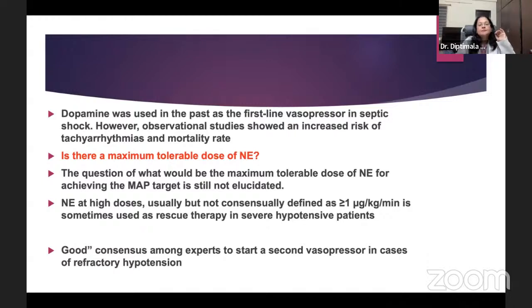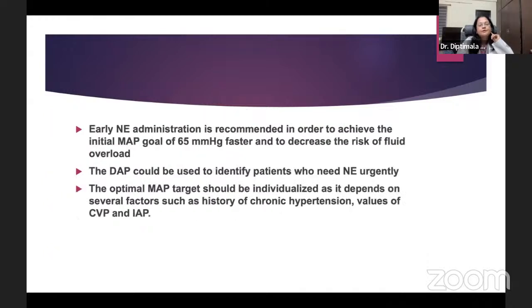Now, is there a maximum tolerable dose of norepinephrine? The question of what would be the maximum tolerable dose of norepinephrine for achieving the mean arterial pressure target is still not elucidated. It's still not clear. Norepinephrine at high doses, usually though not consensually defined as more than 1 microgram per kg per minute, is sometimes used as a rescue therapy in severely hypotensive patients. There is good consensus among experts to start a second vasopressor in cases of refractory hypotension.